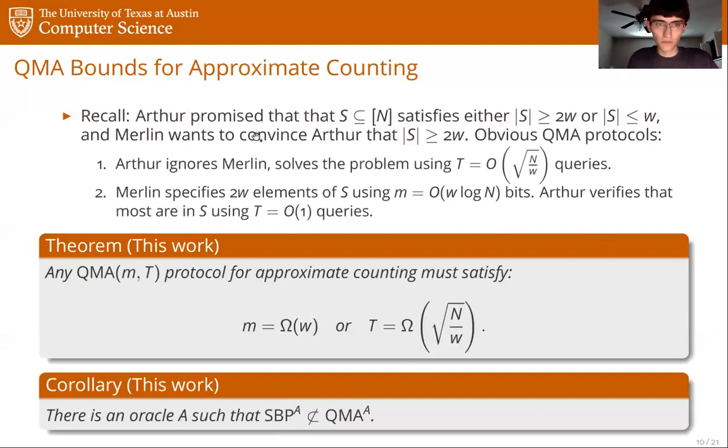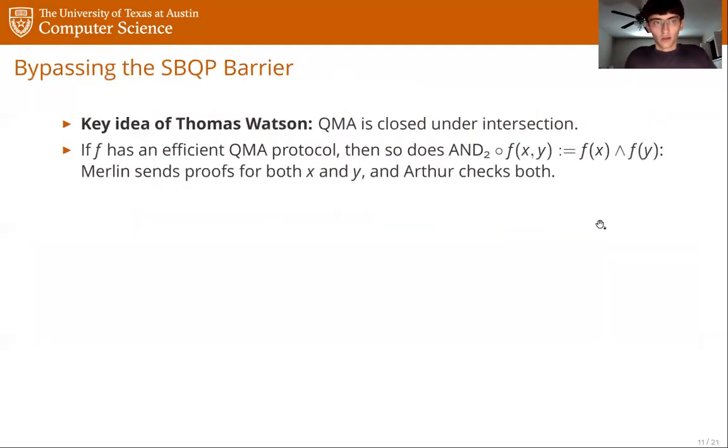Okay, so how do we prove these lower bounds? Well, we have to get around this SBQP barrier somehow, and the key idea is to actually use a structural property of QMA. And this is an idea of Thomas Watson. So the structural property we exploit is that QMA is closed under intersection. And what does that mean?